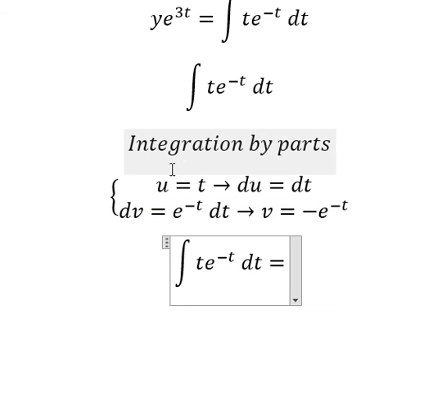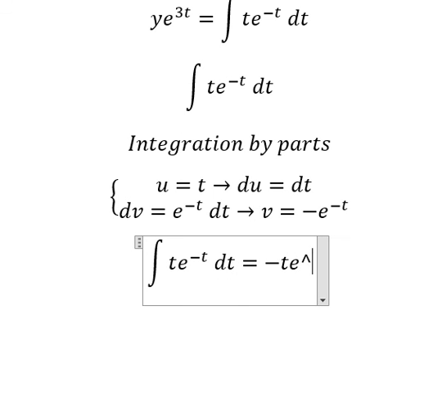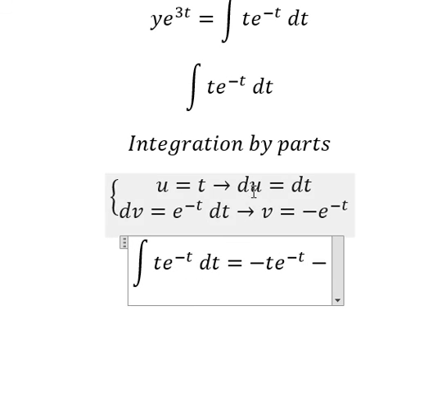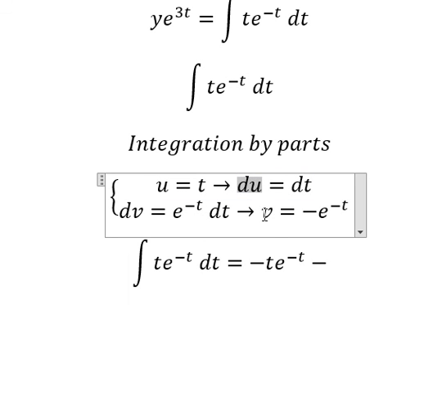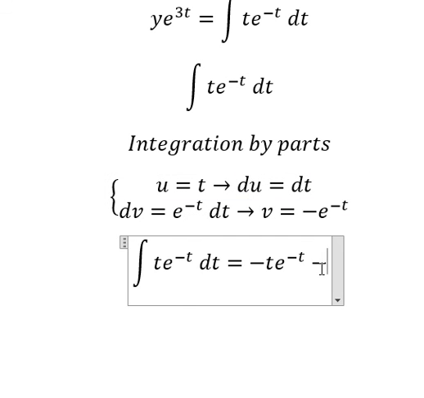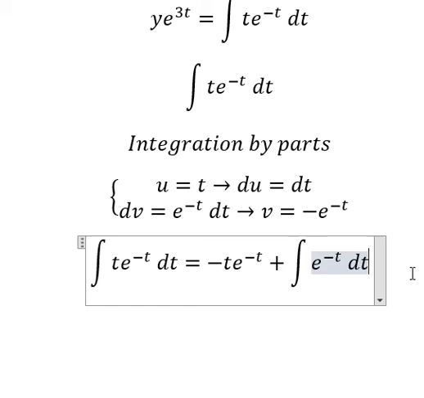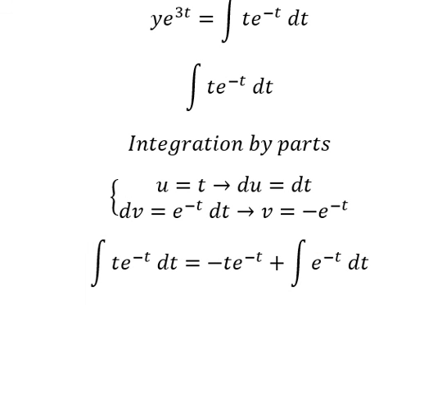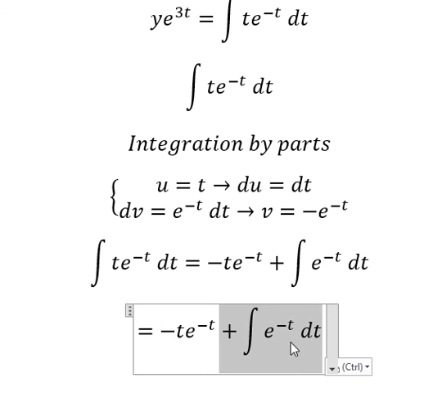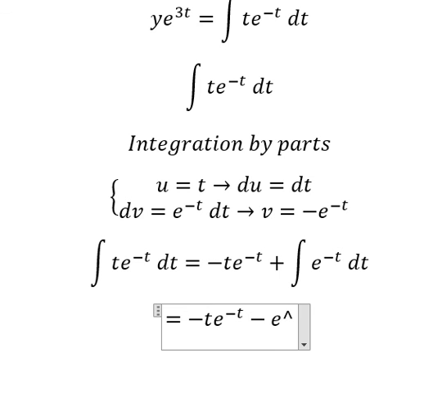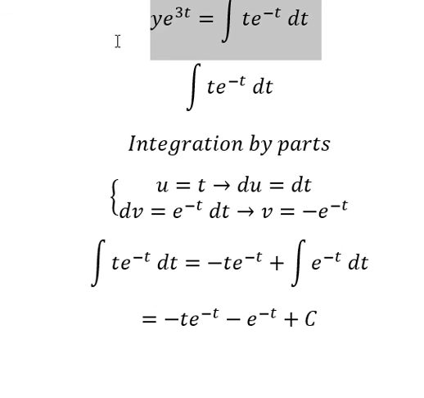So we have u multiplied by v, minus the integral of v du. So negative and negative, we have positive, and now we have the integration of e to the power of negative t dt. So the integration of this one, we have negative e to the power of negative t, and I will put plus c. Now we go back in here.